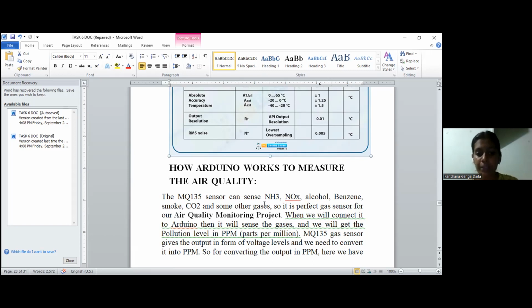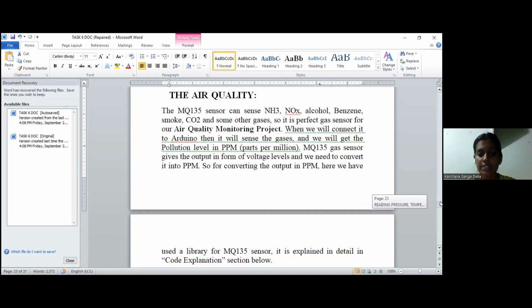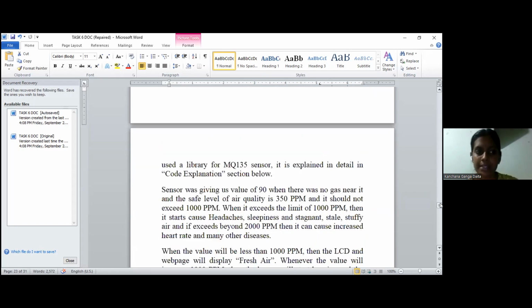So whenever we want to measure these gases, we just connect the sensor to the Arduino, and whenever it senses the gases, we get the pollution level in parts per million. So that is the action of the MQ135 sensor. And what are the other sensors we have? We have the BME sensor. Similarly, whenever we want to measure data, we just connect it to the Arduino board using the SCL and SDA pins. After that, whenever a change in resistance happens in the sensing coil, it will just transfer that data to the Arduino board.